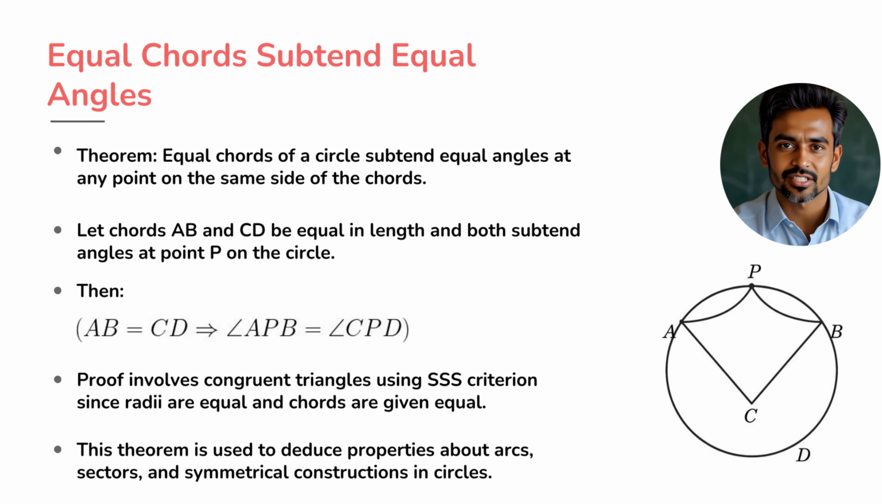In other words, if chord AB equals chord CD, then the angle APB equals angle CPD. This happens because the triangles APB and CPD are congruent. Both have equal sides since the radii of the circle are the same and the chords are equal. This property is very useful when we deal with equal arcs, sectors, or any symmetrical constructions in circle geometry.